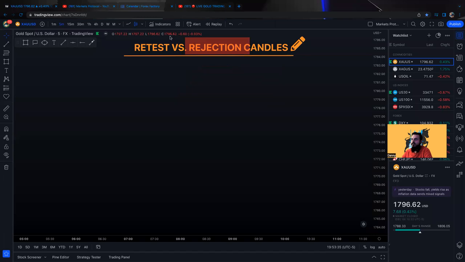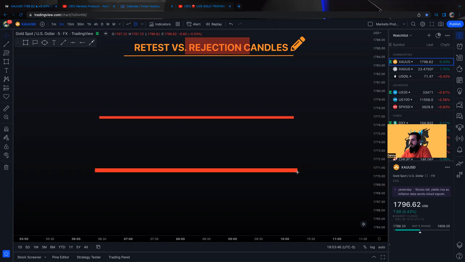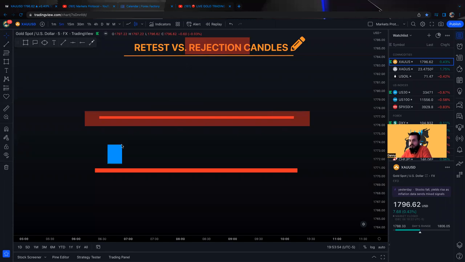So this happened recently on Friday. I'm going to bring up the same example here hypothetically and show you the actual example. So let's just say you have a resistance formed here. The price came up, came up over here.